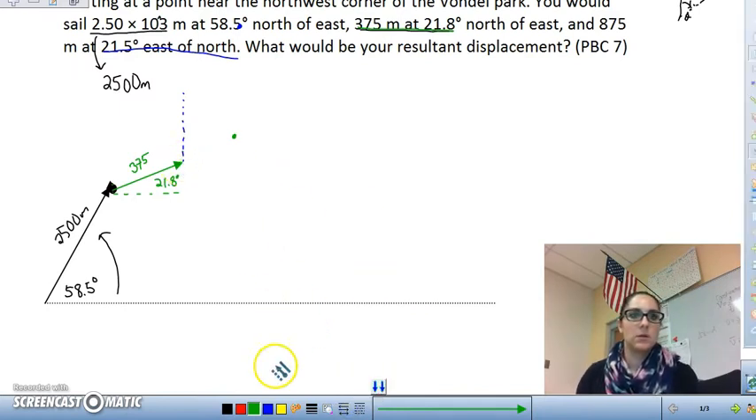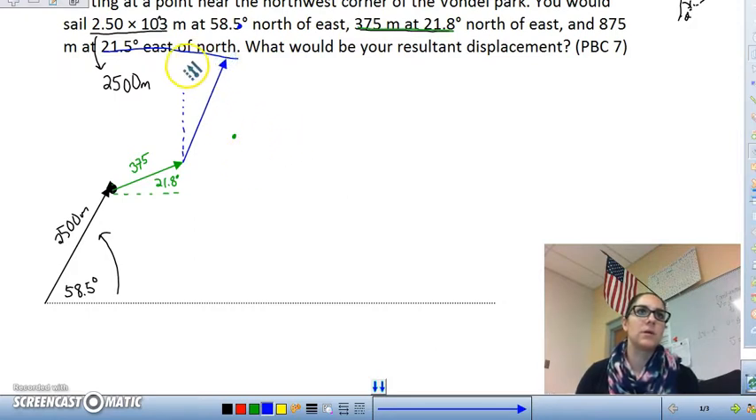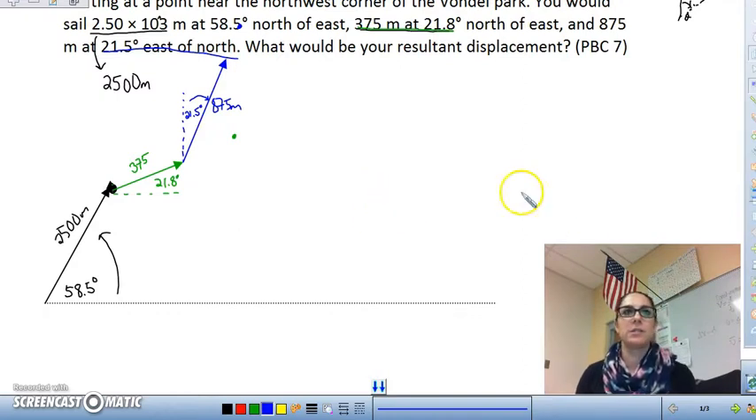Oops. I want this in blue. Do it from here. And let's do it like that. Okay? And the 21.5 is this measurement from here to here, like that. And I'll label this one as 875 meters. Okay, so that's half our time already, just to set it up.